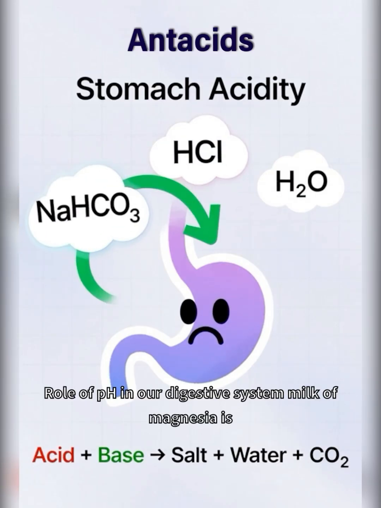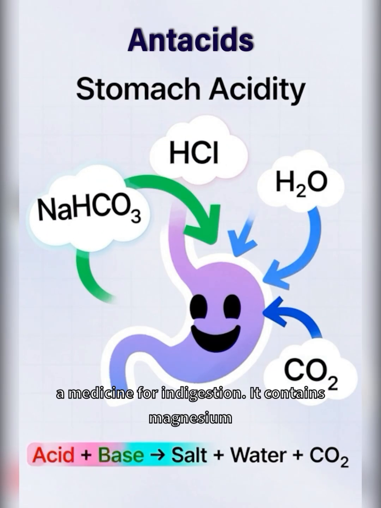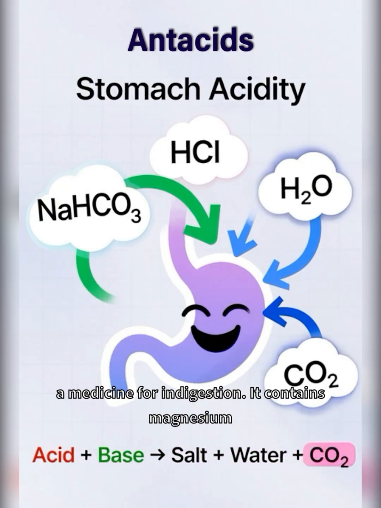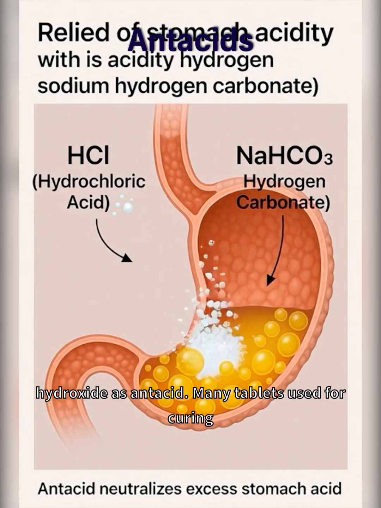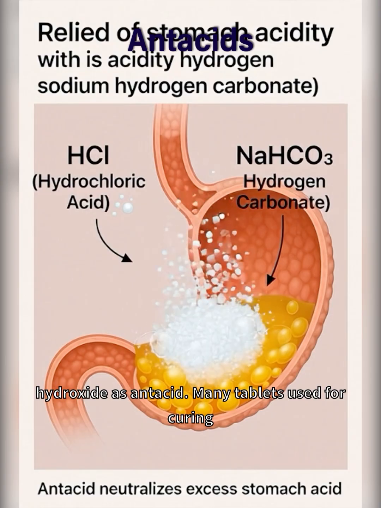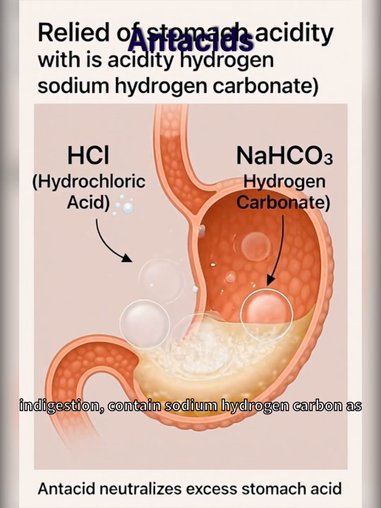Role of pH in our digestive system. Milk of magnesia is a medicine for indigestion. It contains magnesium hydroxide as antacid. Many antacid tablets used for curing indigestion contain sodium hydrogen carbonate as antacid.